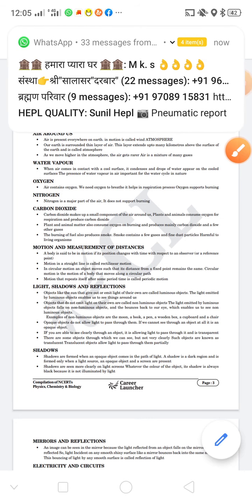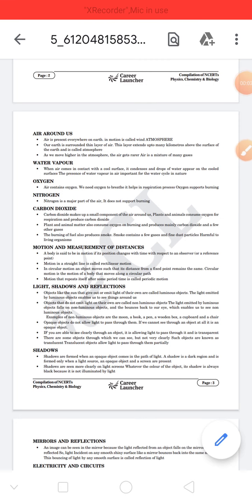Air around us. Air is present everywhere on Earth. Air in motion is called wind. Our Earth is surrounded with a thin layer of air. This layer extends up to many kilometers above the surface of the Earth and is called the atmosphere.